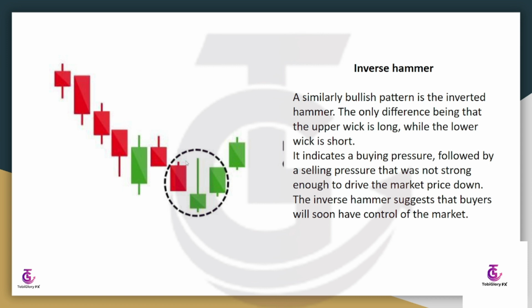Now you can see we have a downtrend. There's a sell right here. It indicates there's a rejection here, and the inverse hammer information shows that there's a bullish pressure right here. Let me go further.